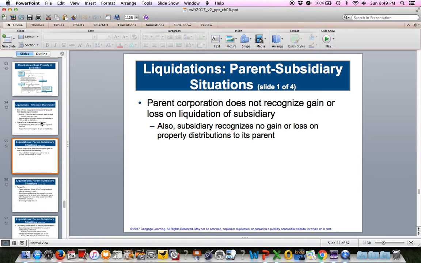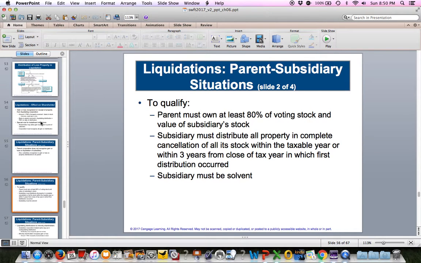Okay, liquidations for parent-subsidiary situations. Page 22 has some information about this. The parent corp does not recognize gain or loss on liquidation of the subsidiary. Also, the subsidiary recognizes no gain or loss on property distributions to a parent. To qualify, the parent must own 80% of the voting stock of the sub. The sub must distribute all property and complete cancellation of all of its stock within the taxable year or within 3 years from close of the tax year in which the first distribution occurred, and the sub must be solvent.